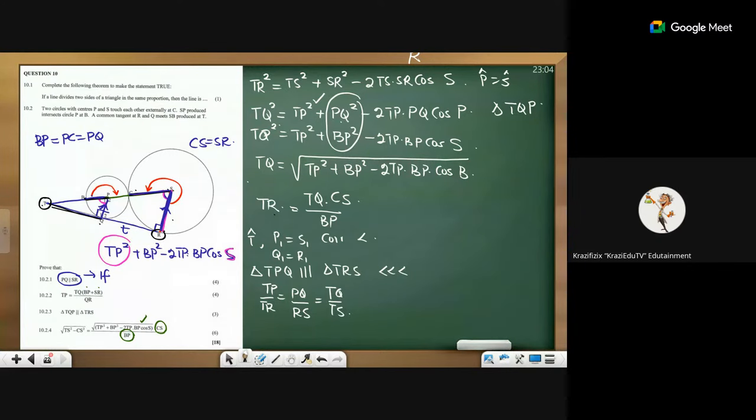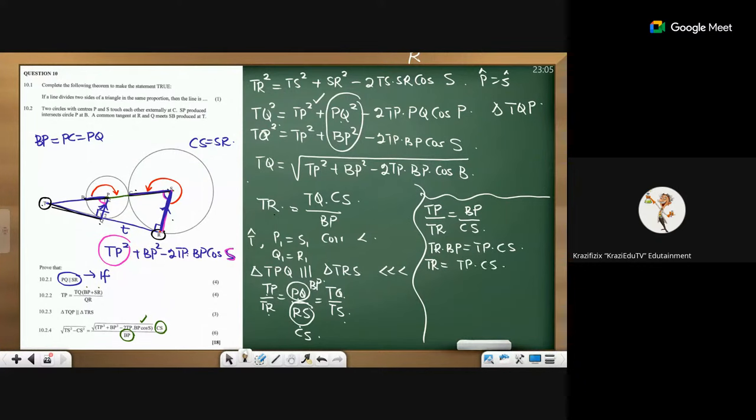TP over TR, PQ over RS, and TQ over TS. But RS is the same as CS, so I'm going to change that. And QP is the same as BP. Check, I'm going to change that. I want TR. So what do I have? This is a madhouse question. TP over TR is equal to what? I want TR. Let's cross multiply. TR multiplied by BP equals TP. What is TR? It is TP divided by CS over what?